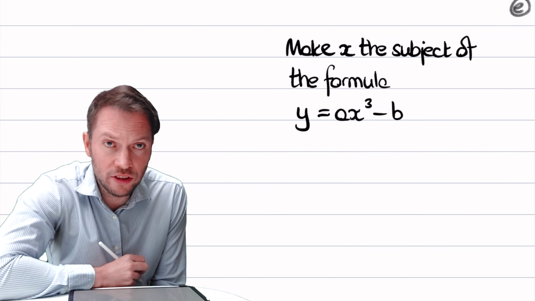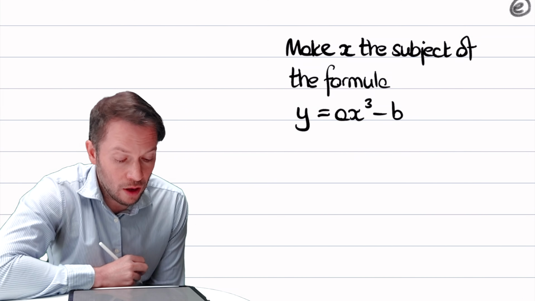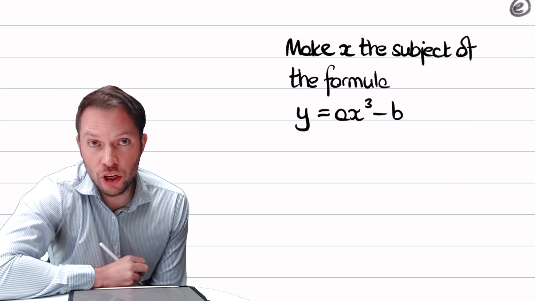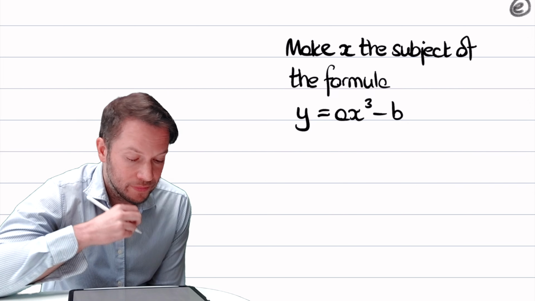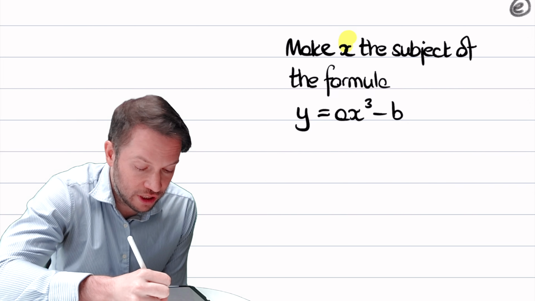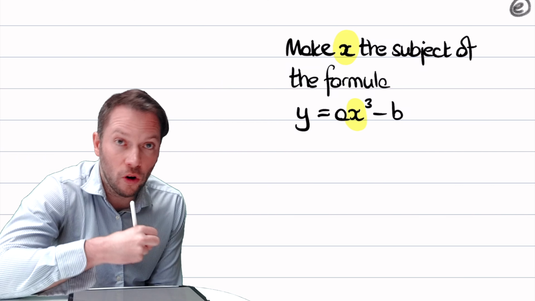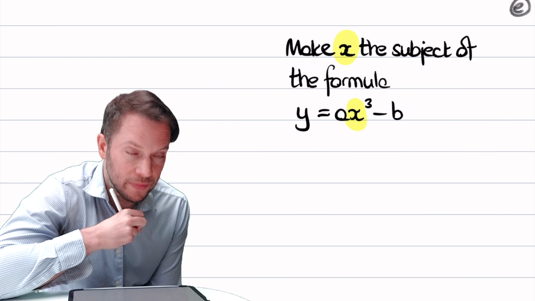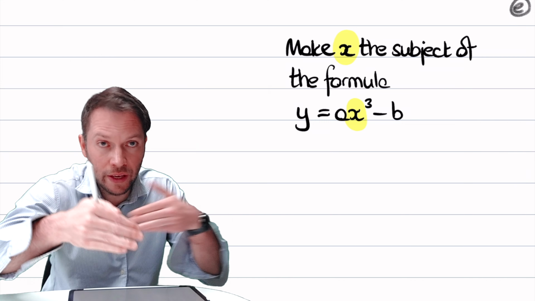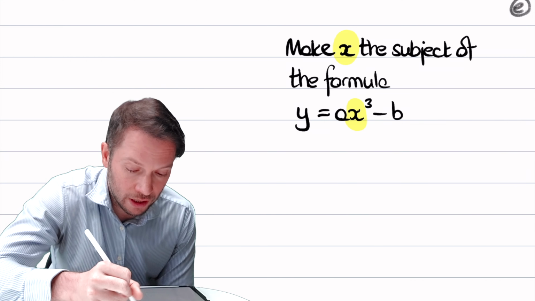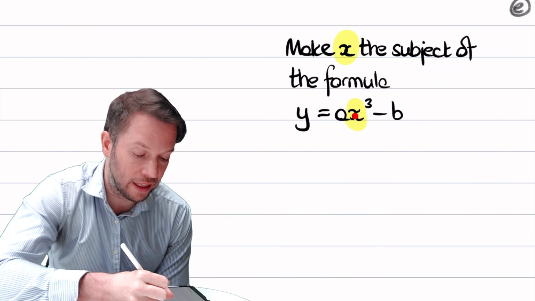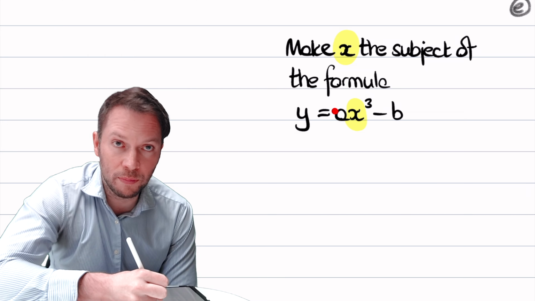Hi, in this video, we're going to change the subject of the formula where we have a cubed term or a higher power. So to make x the subject of the formula means to get this x on its own on one side of the equation. And we do that by undoing the things around that subject, around the x. Well, let's think what's happening to the x. It's being cubed, then it's being multiplied by a.